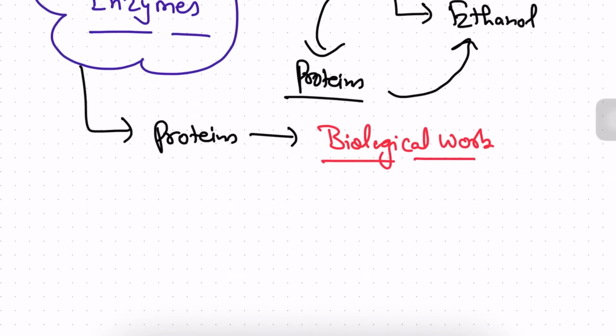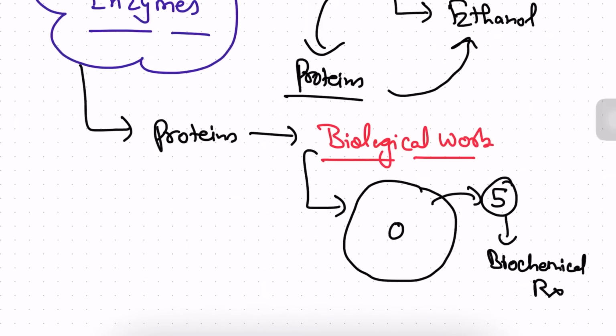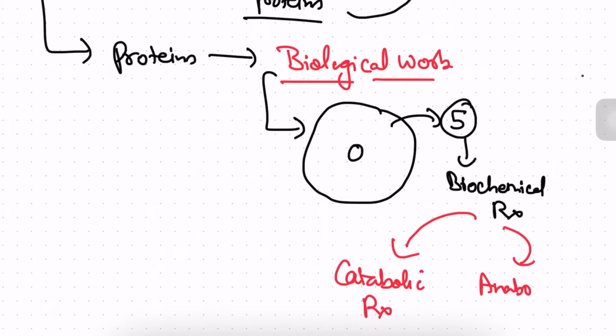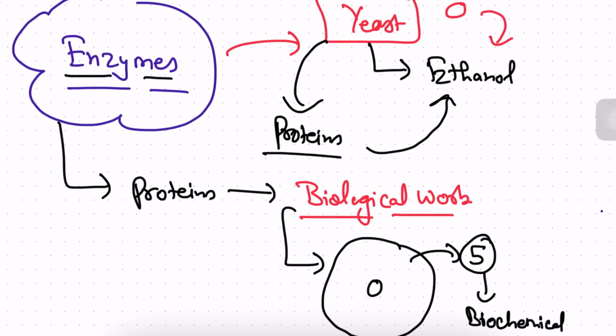Hopefully you have attended my previous lectures. In all these lectures I have told you, within the cell, you are going to have 5 major types of biochemical reactions, and hopefully you know that these biochemical reactions can be categorized in 2 categories. One is catabolic reactions, another is anabolic reactions. Now all these reactions which are occurring within the living cell are occurring due to the presence of enzymes.